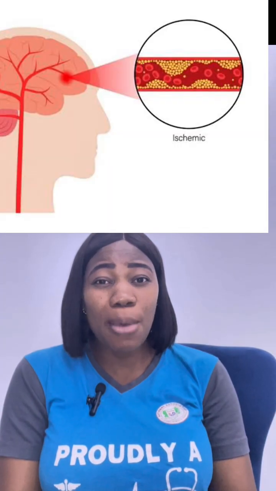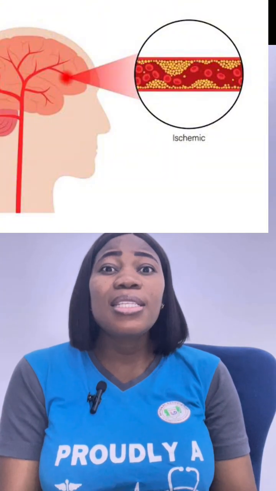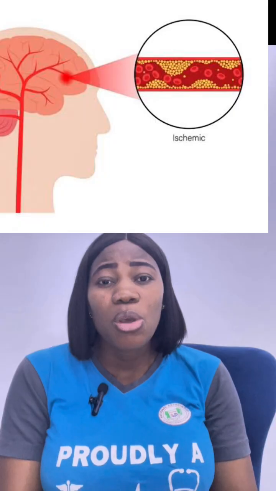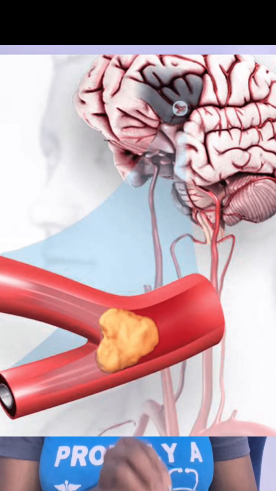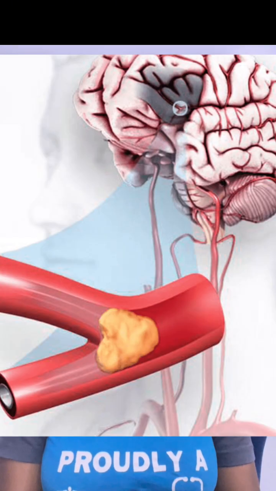You see that fat deposit that is usually lining the arteries. The fat will be increasing, and it will now cause a total blockage of blood reaching the brain. This will now cause stroke. Remember that these fat deposits in the arteries can cause high blood pressure. So that is why people that have high blood pressure have a high tendency of having stroke.